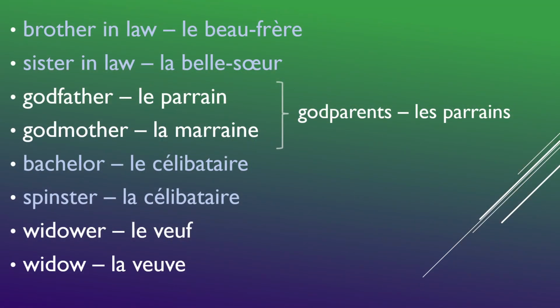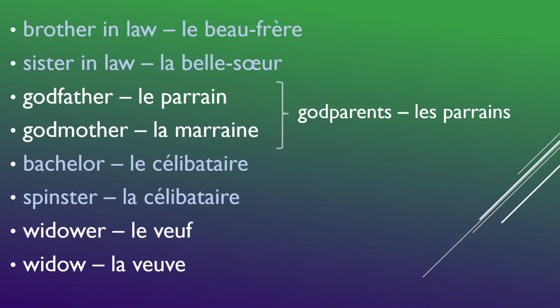Now, some other words which are important when you're discussing your family. Okay, brother-in-law is le beau-frère. Sister-in-law is la belle-sœur. Your godfather is le parrain. Your godmother is la marraine. Together they become your godparents. It takes the masculine because it's one man and one woman. Les parents. Okay, le parrain godfather, la marraine godmother. Together they become les parents.